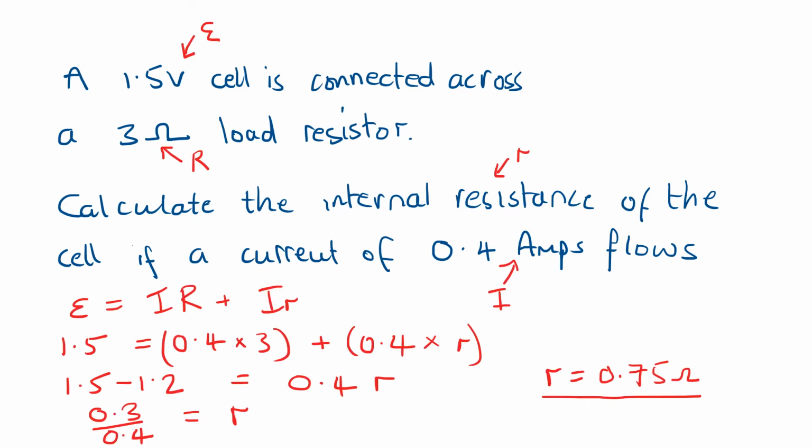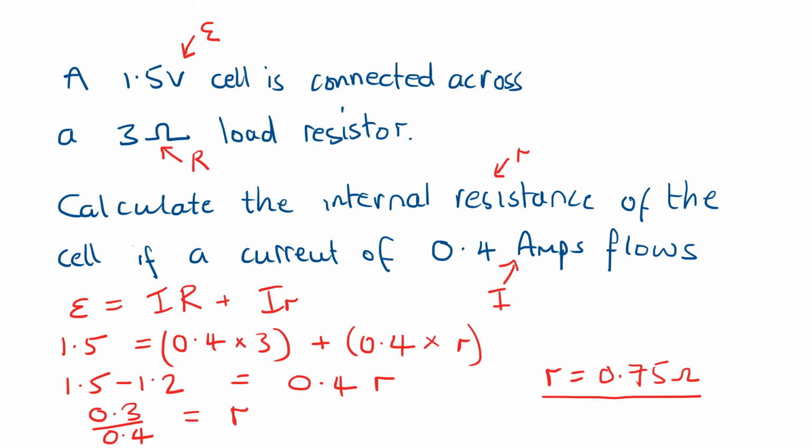So from this question, the EMF is 1.5 volts, the load resistor is 3 ohms, so R, big R, is 3 ohms. We're asked to calculate the internal resistance, so that's little r, of the cell if a current of 0.4 amps flows, so we're given I. So if we start with the equation, EMF epsilon equals I big R plus I little r. Put the values in, 1.5 equals brackets 0.4 times 3 plus 0.4 times little r.